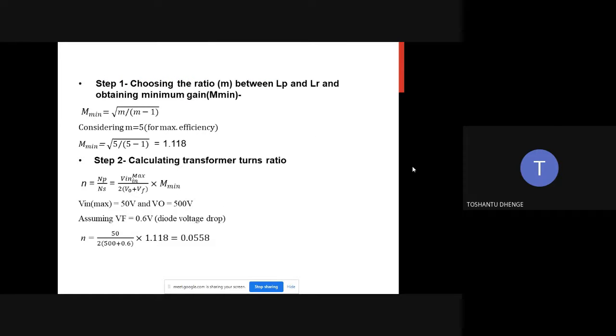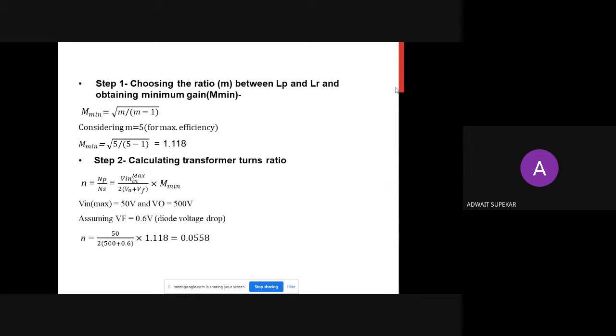Next. For designing the resonant converter, we need to decide the values of the parameters we will be using. The first step is considering the ratio between LP and LR, that is the inductor connected in parallel and the inductor connected in series. We are considering the value of M, that is the ratio, as 5 for the maximum efficiency of the resonant converter. Now, for determining M minimum, that is the maximum gain, the formula is the square root of M upon M minus 1. By putting in 5, we get the value of M minimum as 1.118.